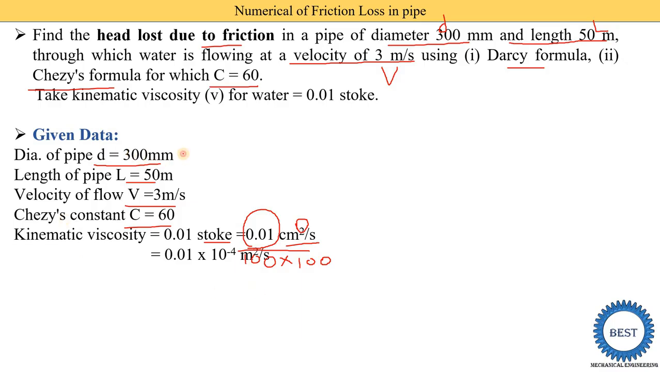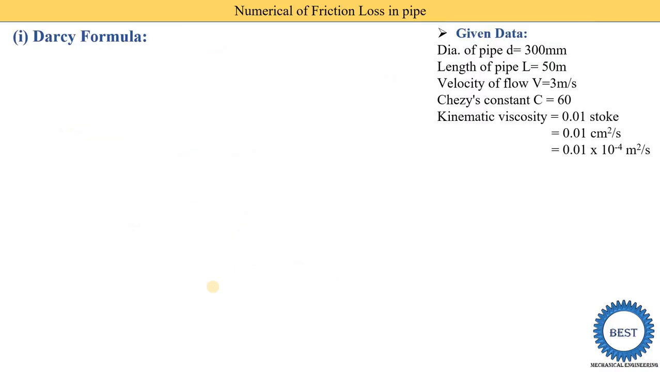Also we need to convert this diameter in meter, so it is 300 mm. So 300 mm divided by 1000, so it is equal to 0.3 meters. So here we convert all the parameters in the same units, that is in meters, and we need to find out the hf. So first we find out the hf by using the Darcy formula. So this is the Darcy formula, that is hf is equal to 4 f L V square divided by D into 2g.